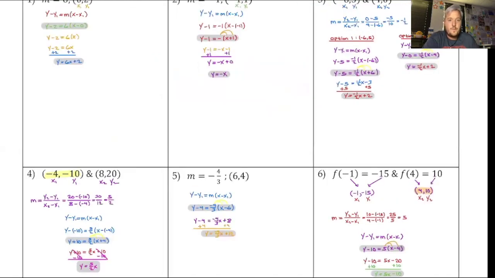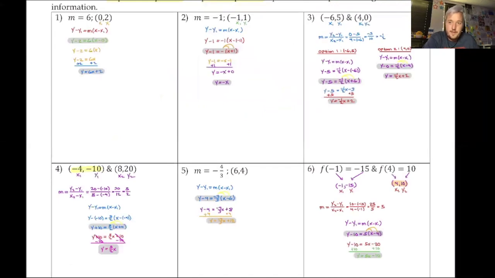All right, so really a big takeaway of today is knowing that point slope form is used as a middleman when converting. It's very important.